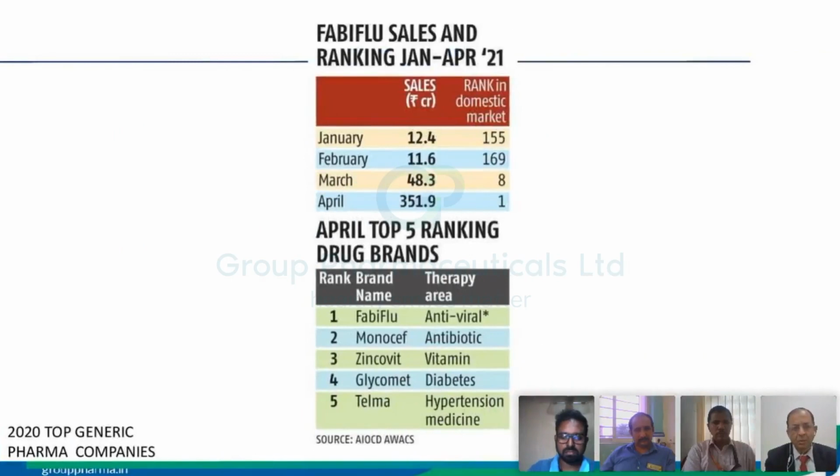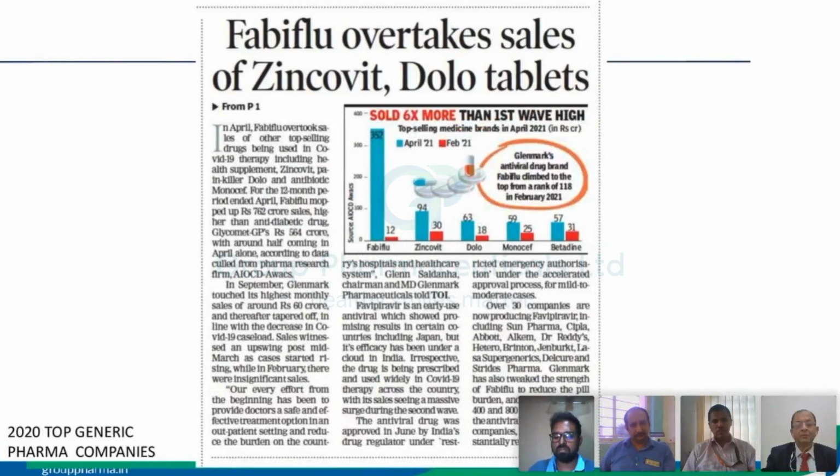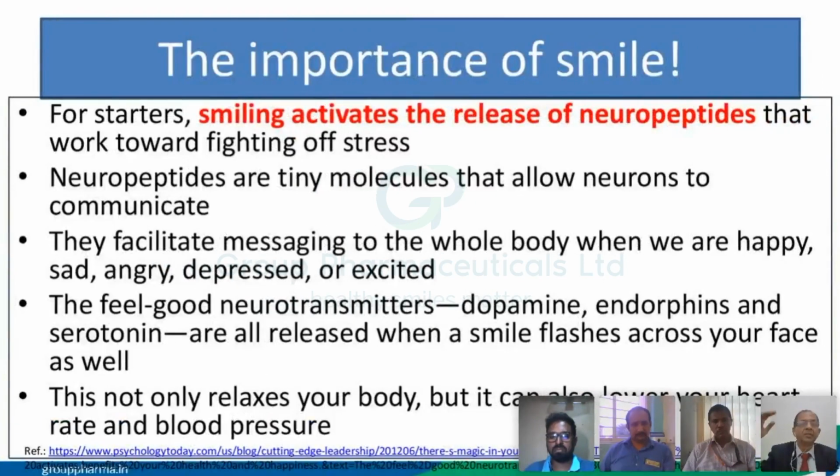And due to COVID-19, a drug called Favipiravir, the brand name being Fabiflu, has gone up to 352 crores per month sale in April, and total per annum sale is 950 crores. Today, that is the number one brand, but obviously things will keep shifting. When COVID-19 comes down, other types of drugs will go up. Fabiflu, in fact, overtook even Zincovit and Dolo tablets to reach the top.